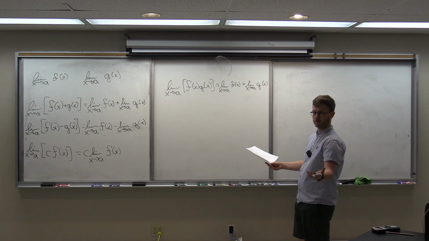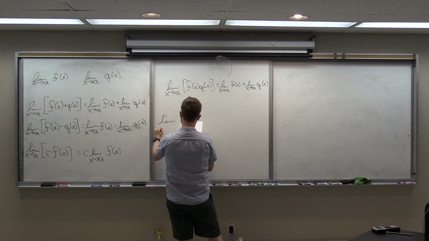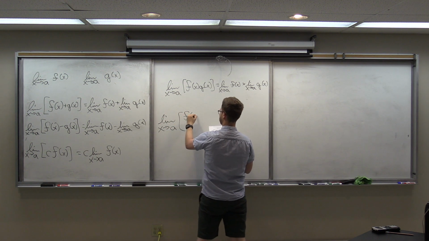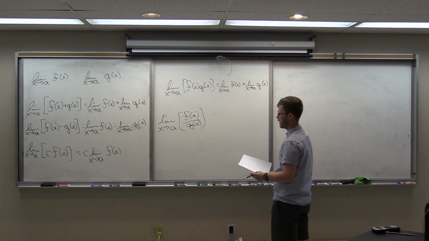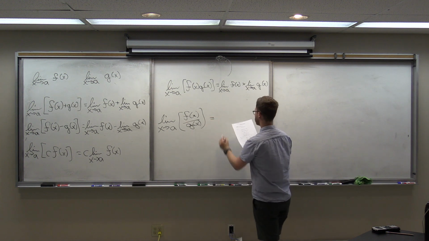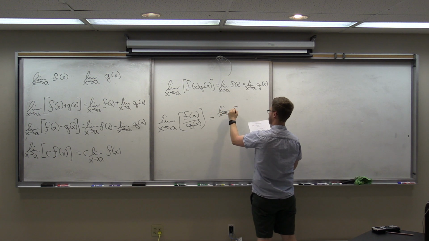And then finally, what's the fourth one? Division. It is roughly going to follow the same rule. The limit as x approaches a of f of x divided by g of x, dividing functions by each other, not something we do very often, but it will become very useful in this class for us, is just the division of the limits.